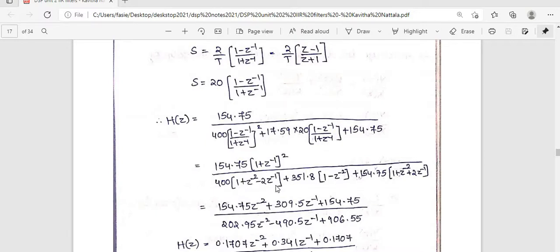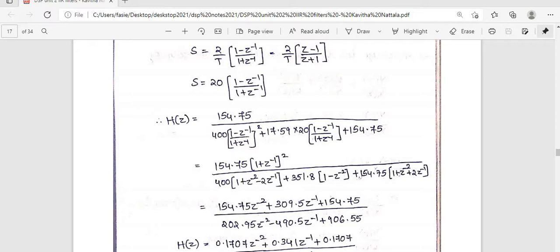Then take z power minus 2 common. Here it is 400, multiplied with z power minus 2, minus 351.8, and then you have to add 154.75. You got 202.95. How are we doing this? We are taking z power minus 2 common for the first factor, and for the second factor z power minus 1 common. We can write the numerator answer as 154.75 z power minus 2 plus 309.5 z power minus 1 plus 154.75.